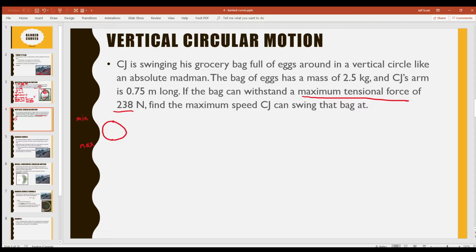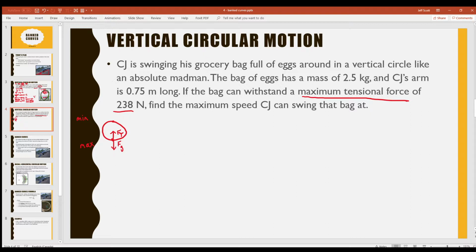And the tensional force, or normal force, as would be in a roller coaster question, is always pointed towards the center of the circle, just like centripetal force would be. So I'm going to draw my Ft right here. Now the other force that would be acting on this bag of eggs would of course be the force of gravity. So the force of gravity always points straight down. So I'm going to draw it right there.